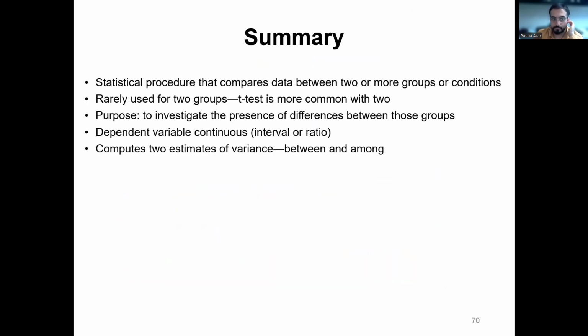As a summary, the statistical procedure that compares data between two or more groups or conditions is ANOVA. It is rarely used for two groups. A t-test is more common with two groups. Our purpose is to investigate the presence of differences between those groups. The dependent variable is continuous, either interval or ratio. And it computes two estimates of variance, between and among.